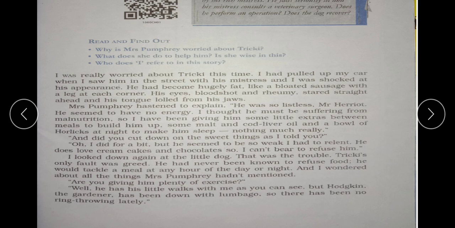So then the lady said to the doctor that yes, for a short period of time she cut it down, but after a time she felt that the dog was very dull, meaning the dog was not having energy. So she again started to give the sweet things. "He does love cream cakes and chocolates, so I can't bear to refuse him."